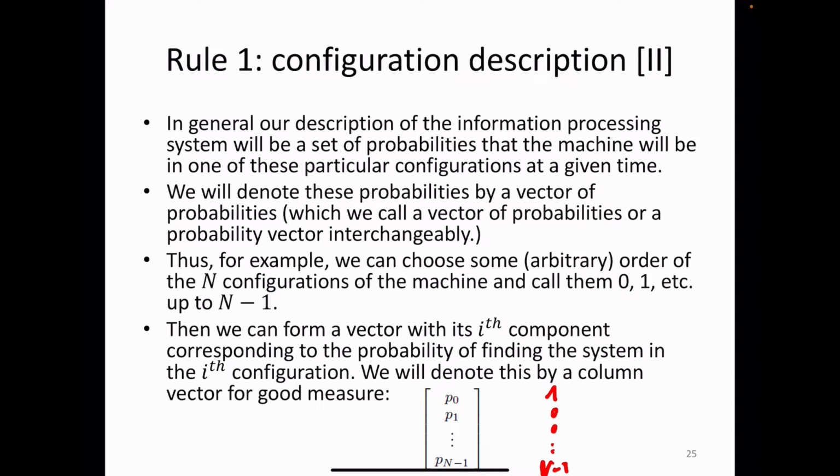We'll note, we had that one already. So we can choose some arbitrary order of the n configurations of the machine and call them 0, 1, etc., up to n minus 1, which we just did here on the bottom. And we summarize these probabilities, as we just said, as a vector.